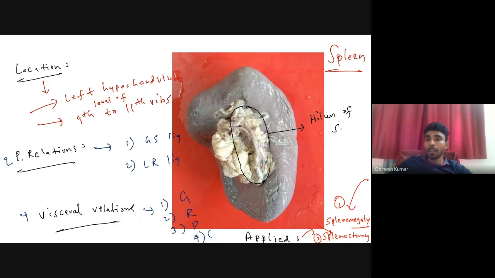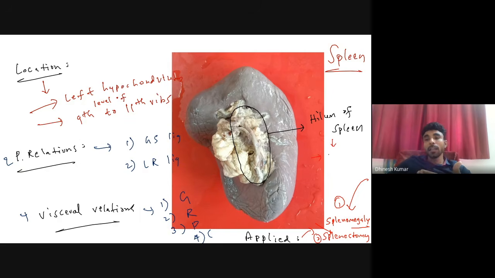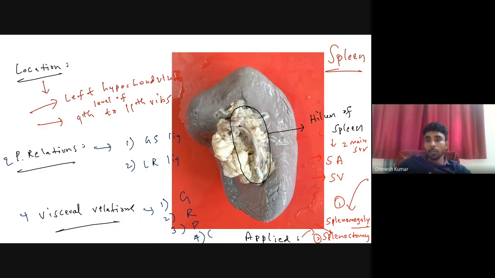What is the importance of the hilum of the spleen? Through the hilum of the spleen, the structures are entering and exiting the spleen. What are the two main structures passing through the hilum? Obviously, the splenic artery and the splenic vein. As you know, the splenic artery is a branch of the celiac trunk. The splenic vein joins with the superior mesenteric vein to form the portal vein.